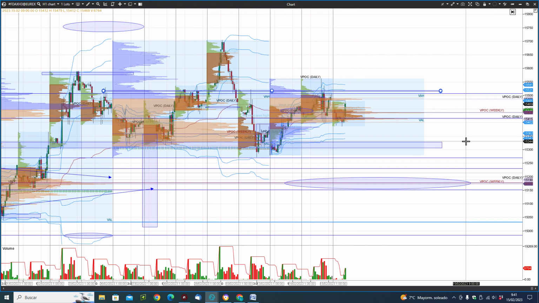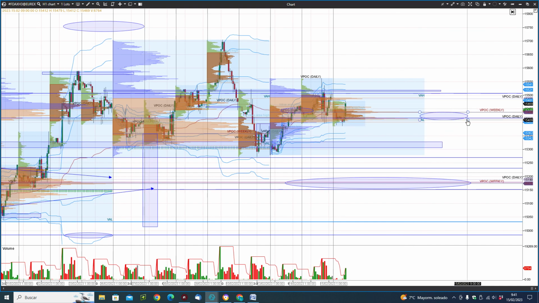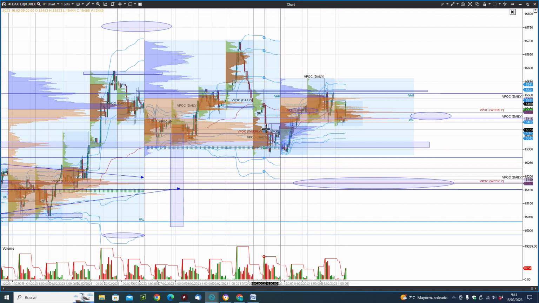Talking about lower targets, first step, this zone, this rectangle, if it breaks the lower zone, that is on 15,415. Next step will be this high volume rectangle and the price action zone on the great support on 15,305.